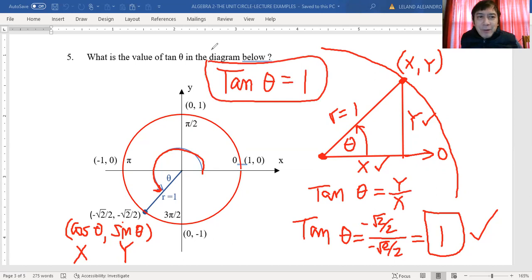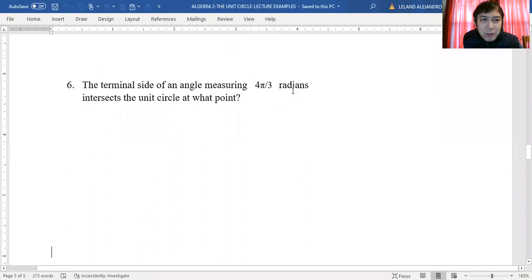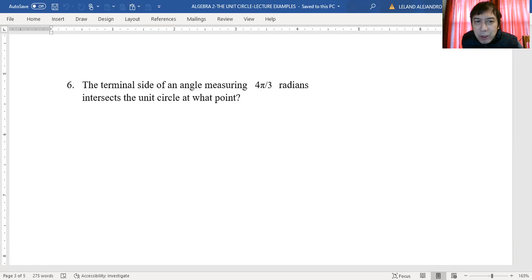All right. So next, number 6. Let's continue with number 6 and proceed to the next. We'll scroll, and here is the next. We shall read the problem. The terminal side of an angle measuring 4 pi over 3 radians intersects the unit circle at what point? Now, we will use the knowledge we discovered in the discussion, so we shall try to find the answer.